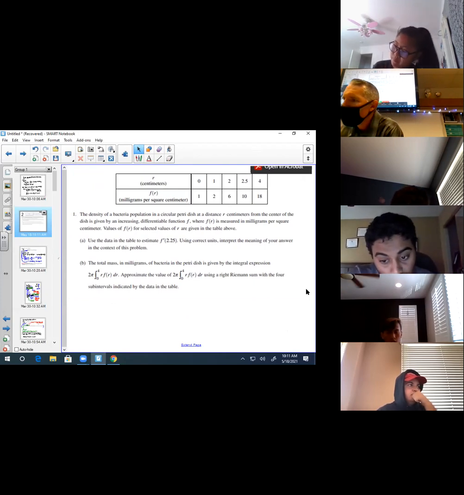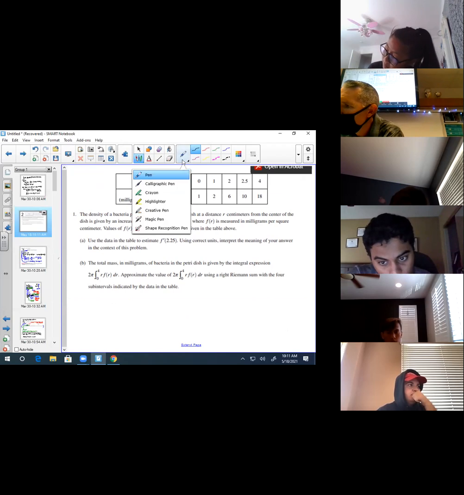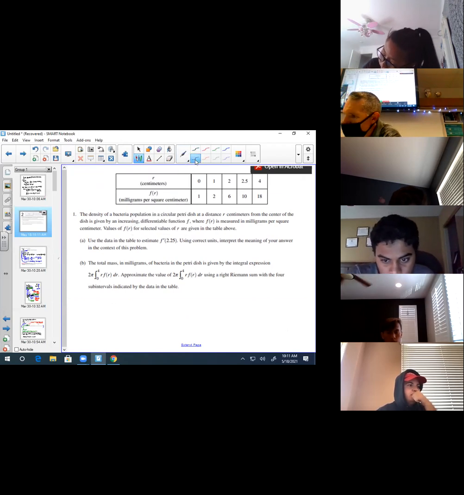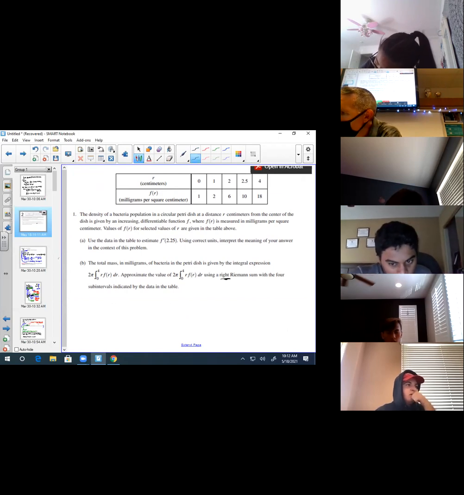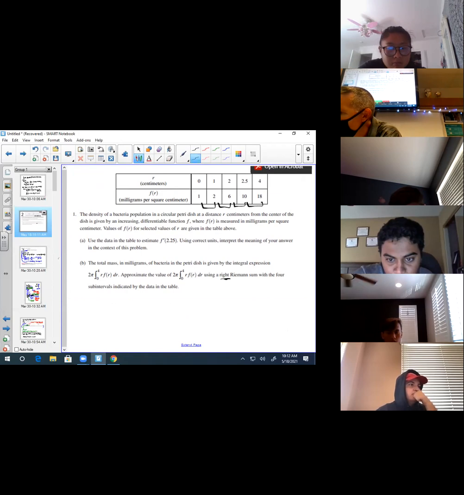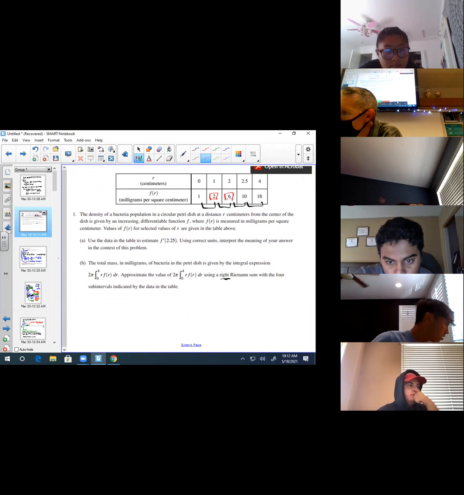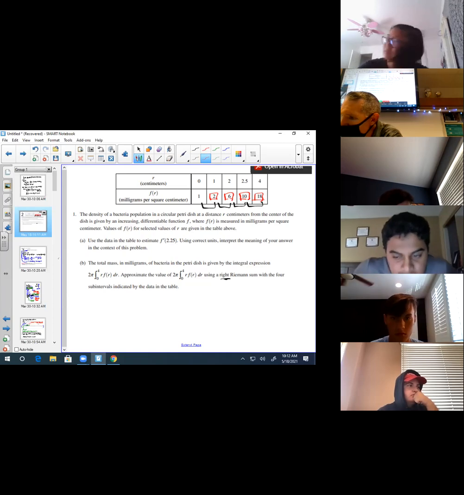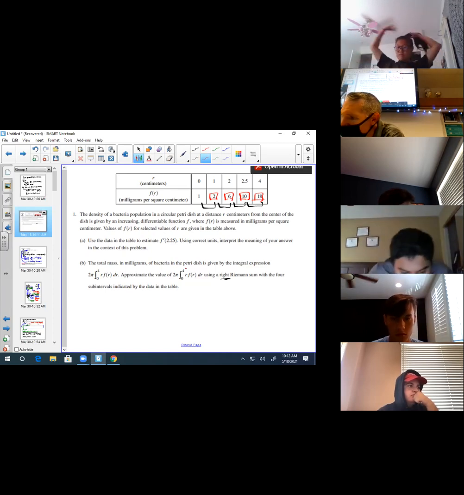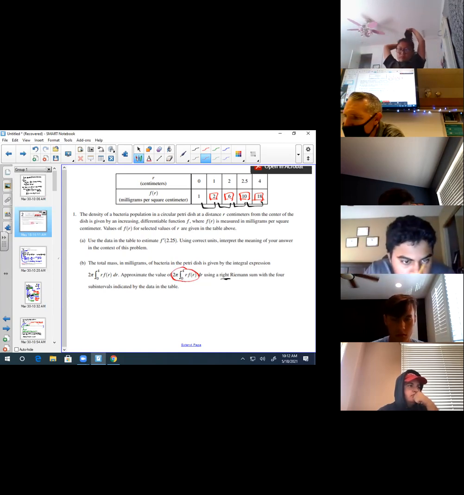Here's what we have. We're using a right Riemann sum with 4 subintervals. 1, 2, 3, 4, and we're using a right. So we're going to use this value and use this value, for the first, second, third, and fourth. But here's what we got. It's not just the integral of F of R.